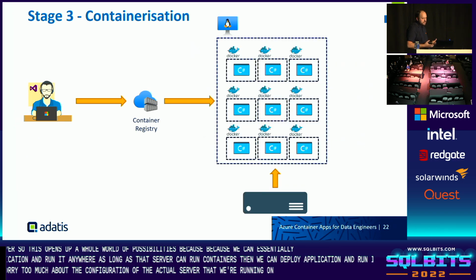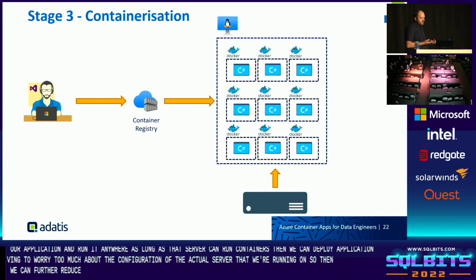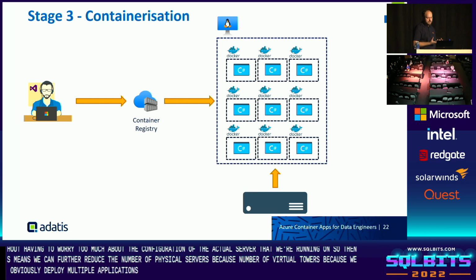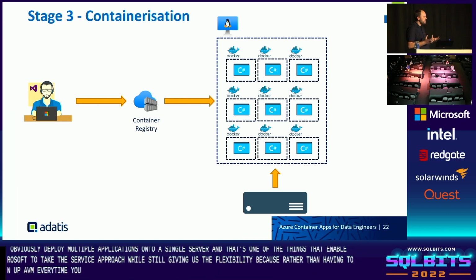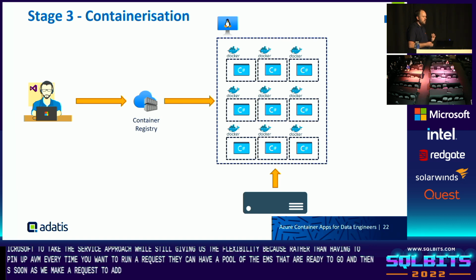So then this means we can further reduce our number of physical servers and our number of virtual servers, because we can obviously deploy those multiple applications onto a single server. And that's one of the things that's enabling Microsoft to take this serverless approach while still giving us the flexibility. Because rather than having to spin up a VM every time we want to run a request, they can have a pool of VMs that are ready to go. And then as soon as we make a request to our application, they will run the container on that server, and then our application will work.